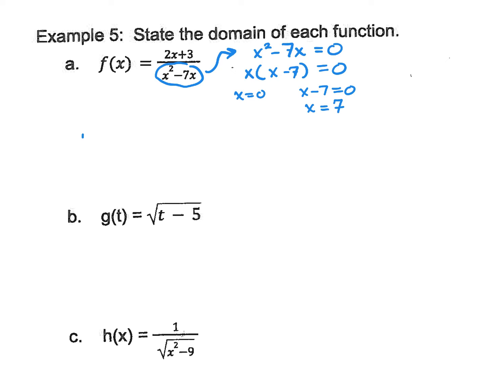So how do we write that in set builder notation? Easy. X such that x cannot be what? Or where x is an element of what? What is always going to go over here for these type of problems? Real numbers.